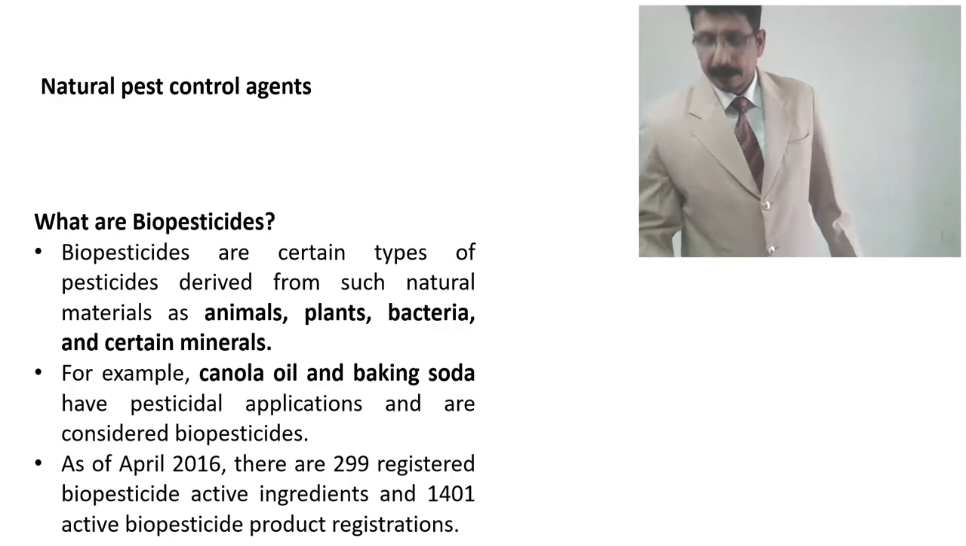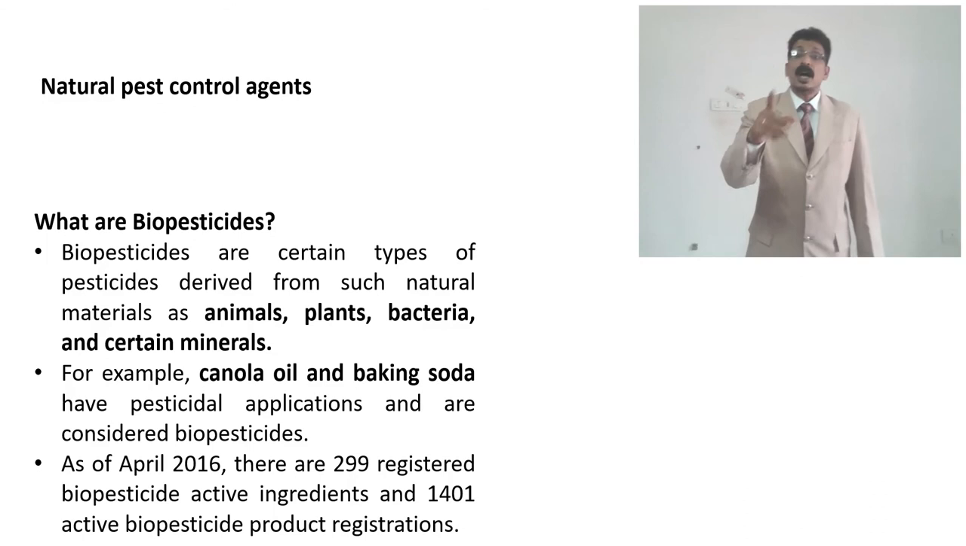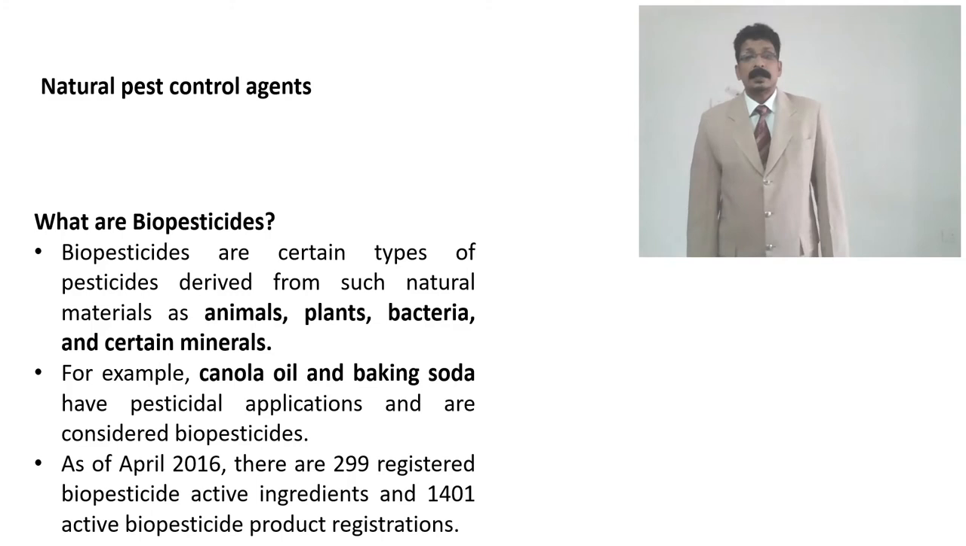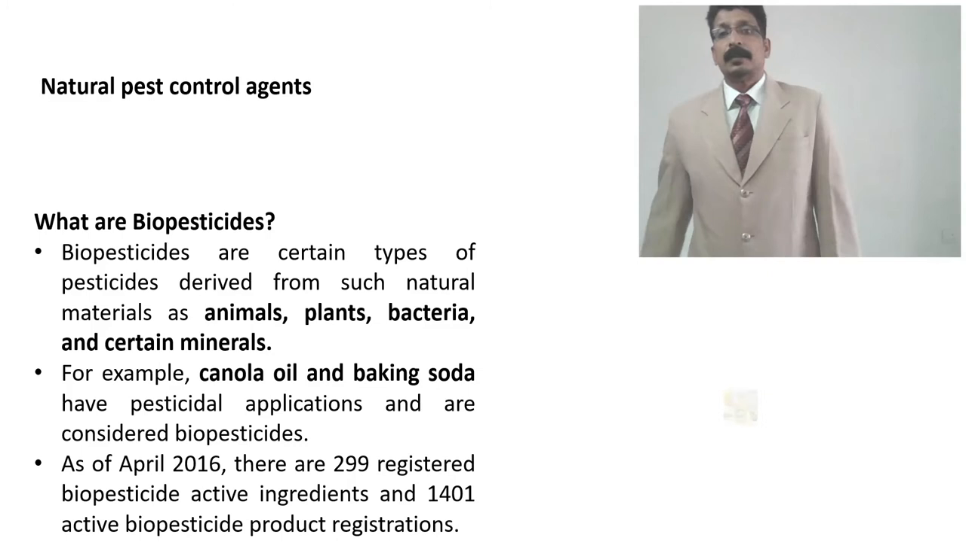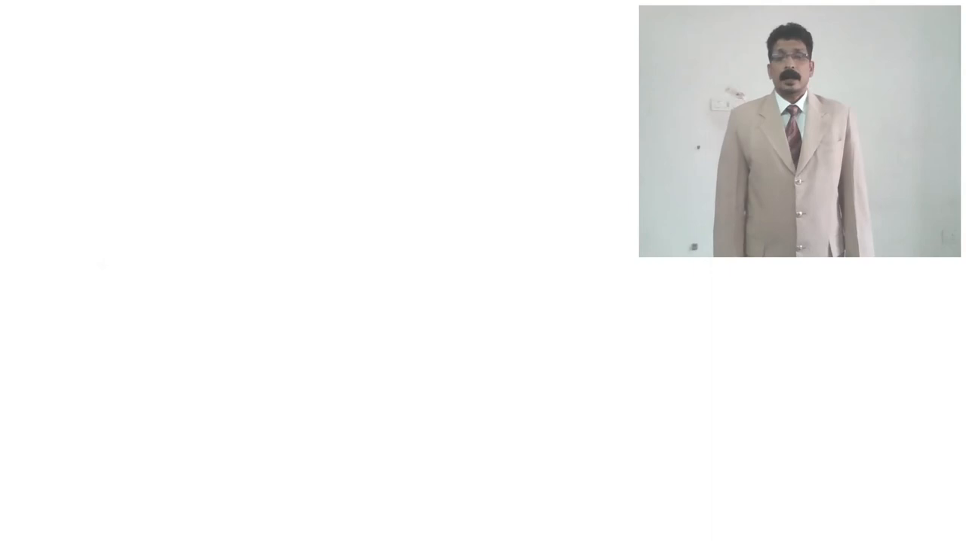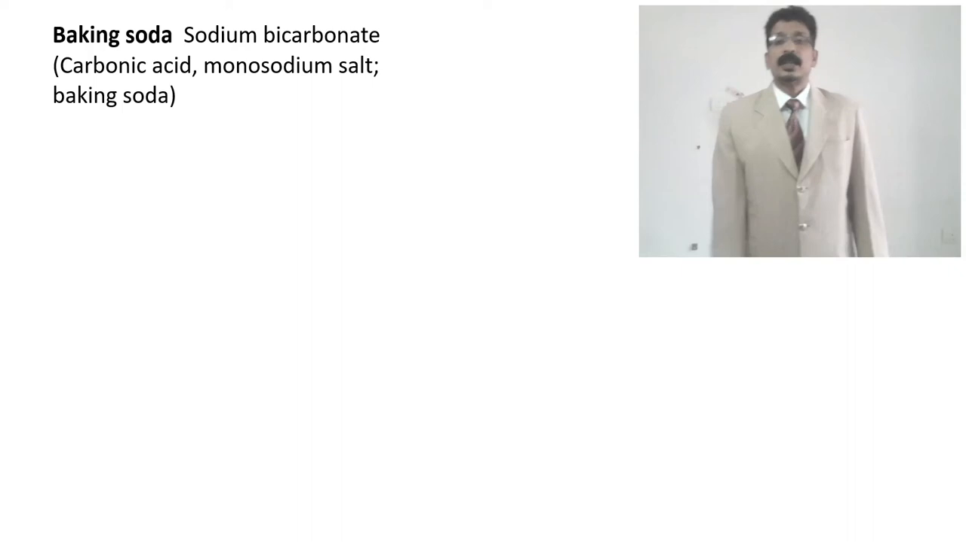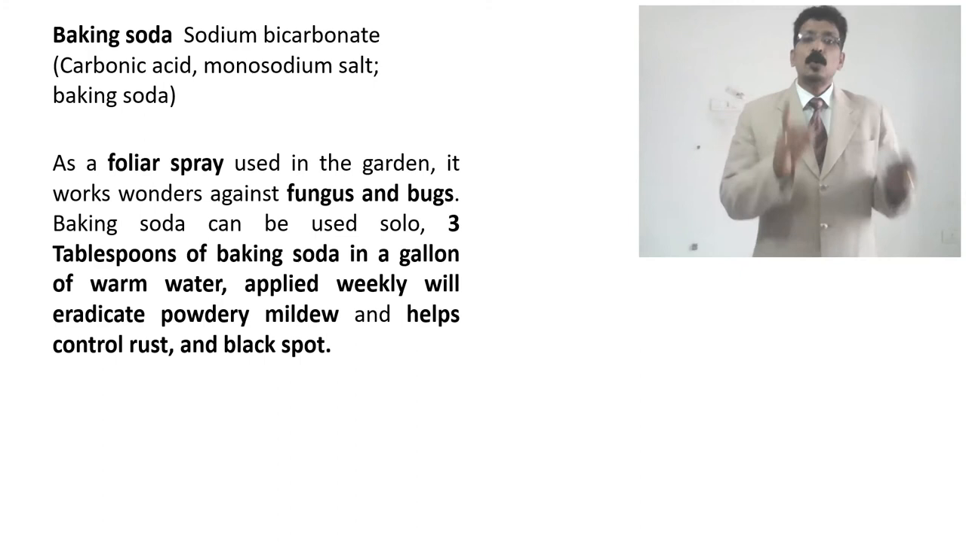As of April 2016, there are 299 registered biopesticide active ingredients and 1401 active biopesticide product registrations they have done in 2016. Now it has also increased; this is only data from 2016. This is about the canola oil, and I will tell you the canola oil species also, from where they are taken. And baking soda, sodium bicarbonate, the monosodium salt of carbonic acid, which is present in baking soda, used as a foliar spray in the garden, works wonders against fungus and bugs.